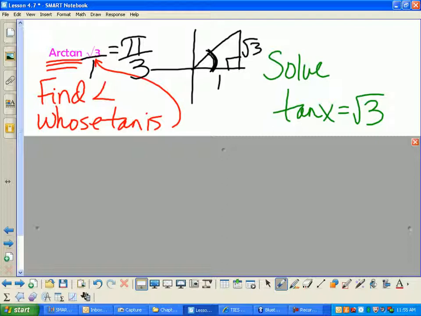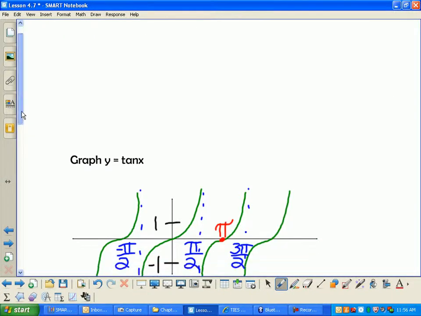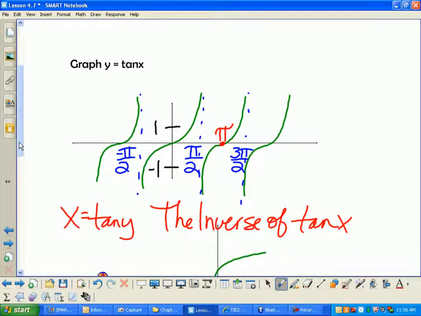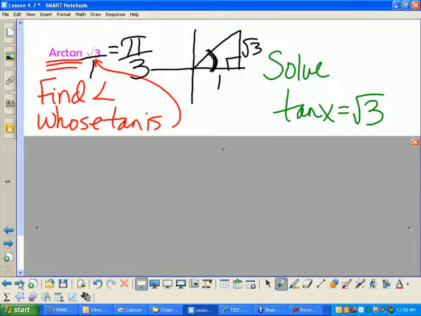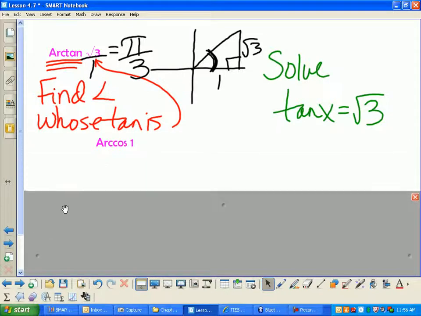Now, there are many, many angles that have square root of 3 for their tangents. In fact, square root of 3 is like 1.7. This angle has square root of 3 for its tangent, this angle does, this angle does. There are an infinite number of angles that have square root of 3 for their tangent, but you're only looking for the one special one. Okay, why don't you try this one, please?